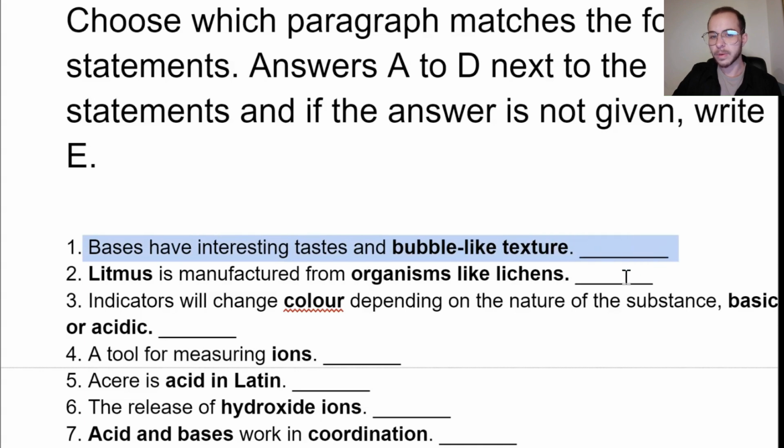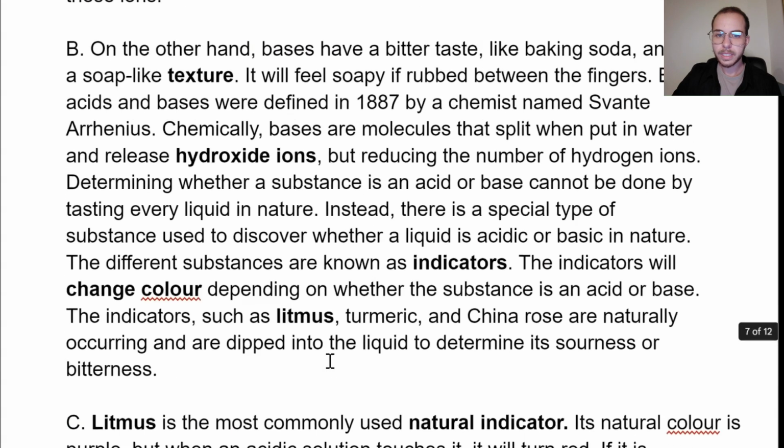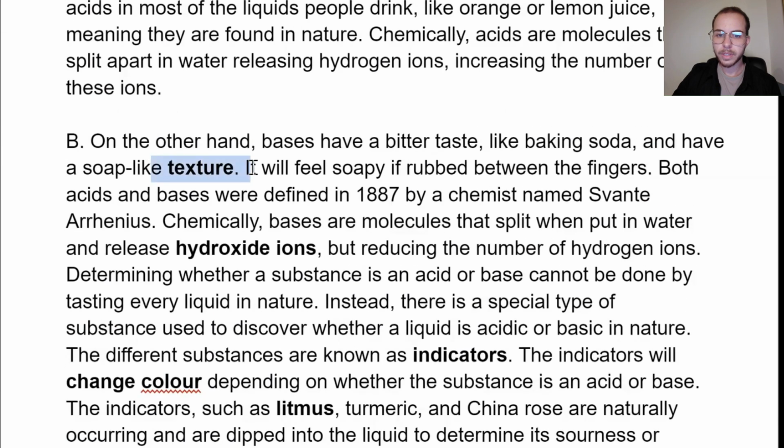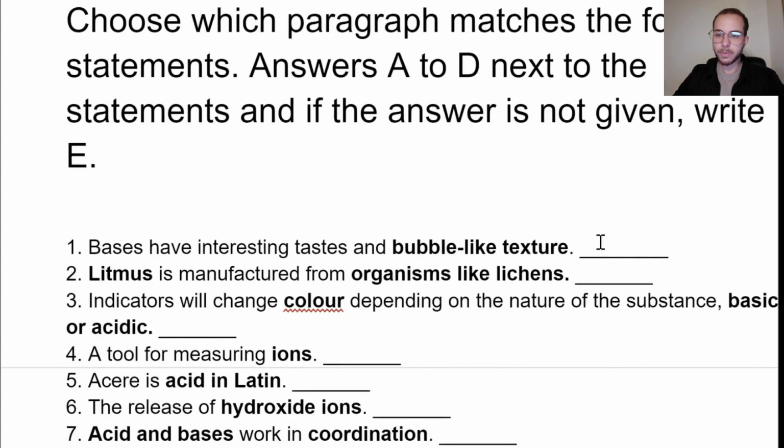Which text talked about textures? An interesting bubble-like texture. Now, I did see the word texture here. Soap-like texture. Soap, baking soda, those are all things that will feel bubbly. Soap and bubbles are similar. So we don't have to think too much. That one is B.